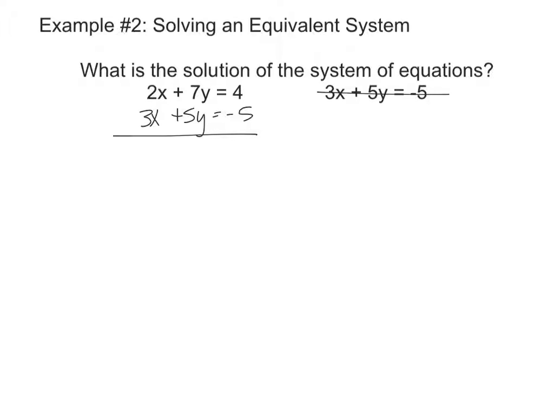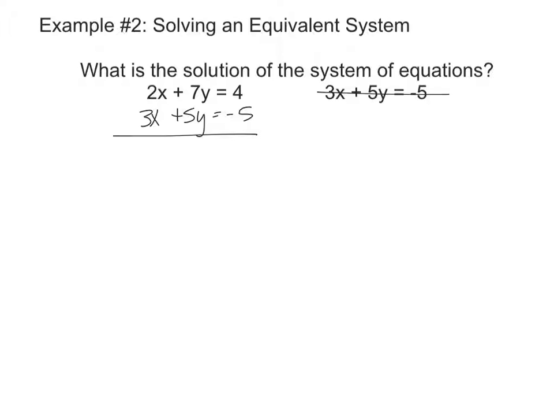So we would do that by determining what the least common multiple is and being sure that there is an opposite of each. Normally I determine that by seeing if one of them is already negative and the other one is positive. In this case, both x's and both y's are positive, so we're going to have to force it. So the least common multiple for the x's is 6, and the least common multiple for the y's is 35. So just so that I can deal with smaller numbers, I'm going to choose to eliminate the x's.